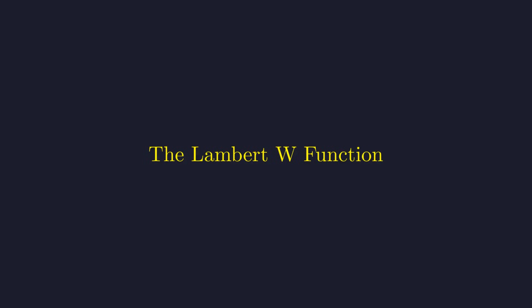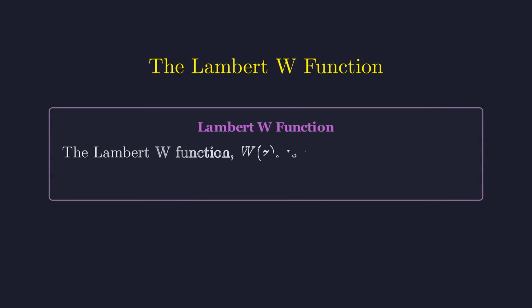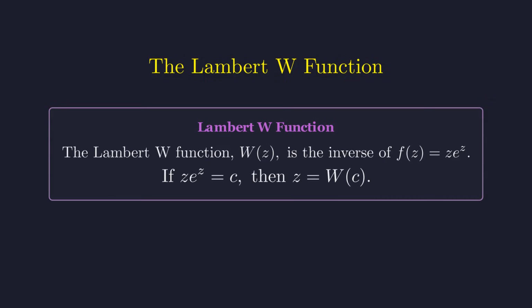To find the exact values, we need to bring in a powerful but lesser-known tool. The Lambert W function is the inverse of z times e to the z. It's specifically designed for equations where a variable appears both in the base and in the exponent. The strategy is to massage our equation into the form z times e to the z equals a constant.